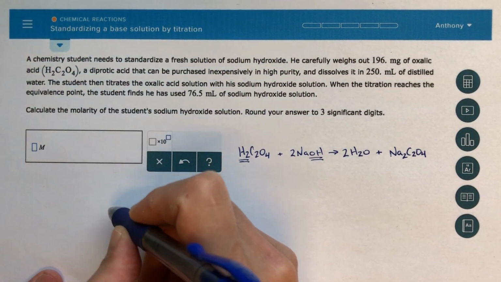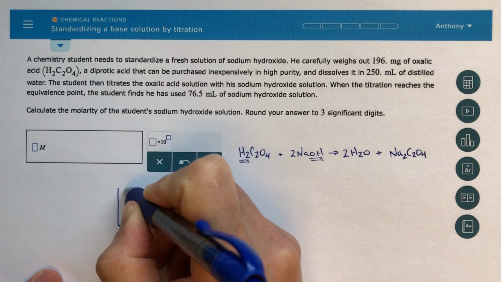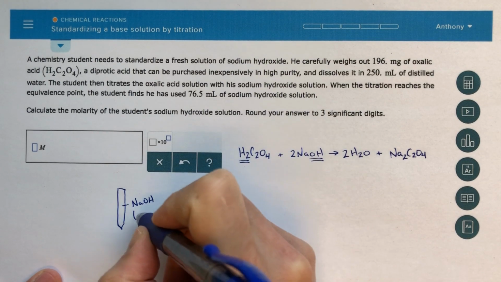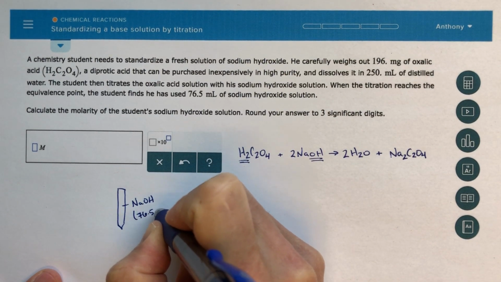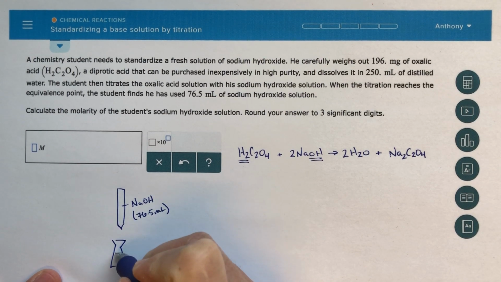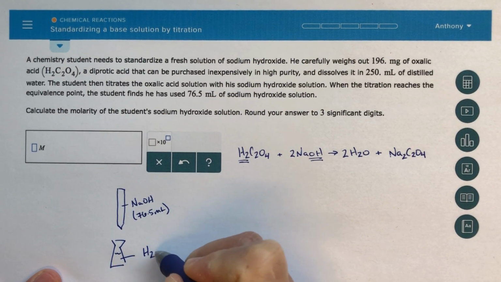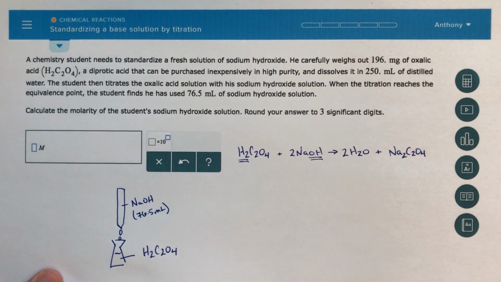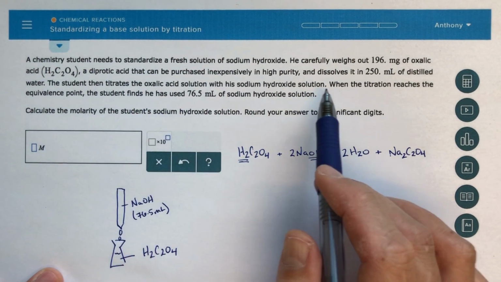But I'm also going to draw a little picture, because in a lot of these types of problems, visualizing what's going on is the hardest part. So I'm going to draw a titration setup that looks like this. This is the reaction, the way that it's going to be set up. I've got my sodium hydroxide in a burette, and I'm going to be dripping that sodium hydroxide into my reaction flask, and my reaction flask has that H2C2O4.